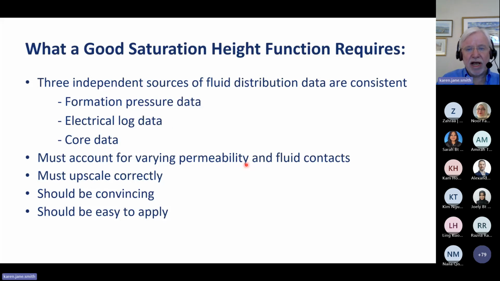Now, a very good SWH function requires that three independent sources of fluid distribution data are consistent. These are the formation pressure data, like from MDT, the electrical log data, and the core data. The model should account for varying permeability and fluid contacts. It must upscale correctly, and I'll explain that later. But importantly, it should be convincing to everybody, and it should be easy to apply.